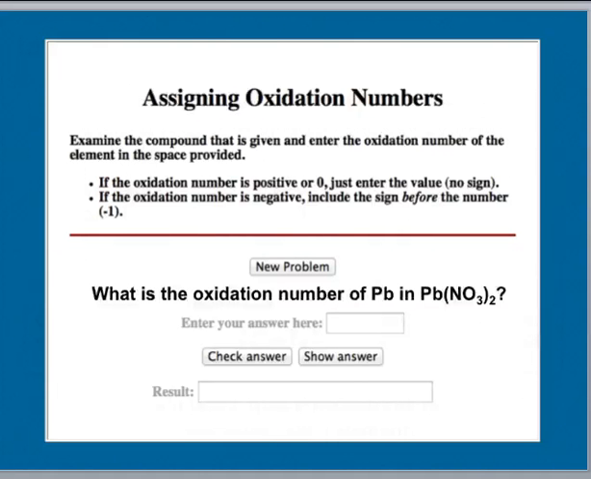All right, tutorial number 1 here. What's the oxidation number of lead in lead nitrate? Remember, for simple ionic compounds, it's just the charge, isn't it? Nitrate is -1. That means lead must be +2. We have 2 nitrates, 1 lead. Lead must be +2.